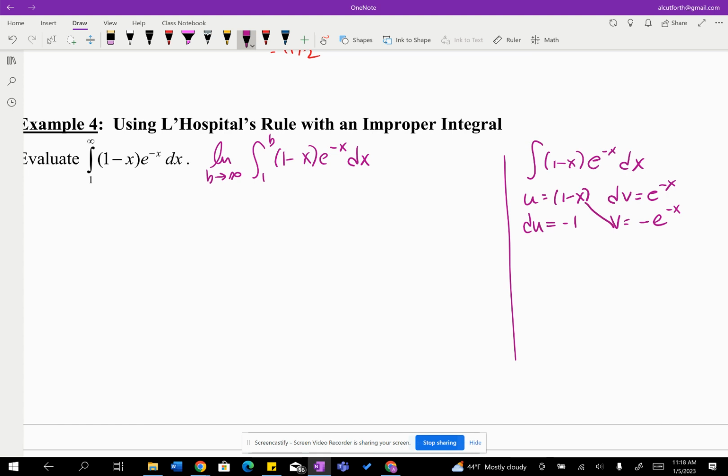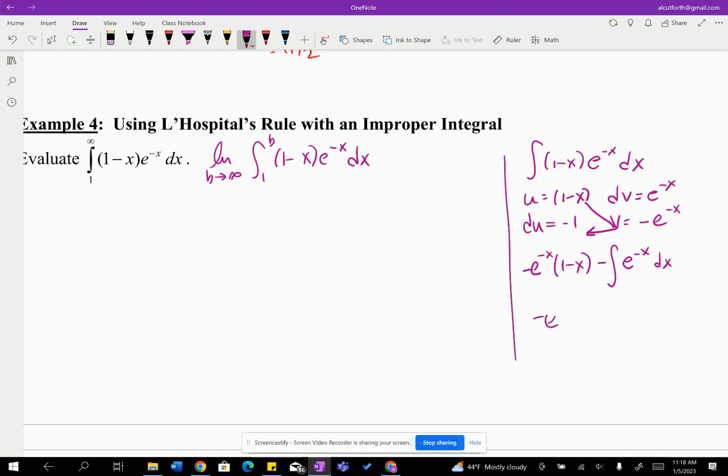So we'll have u times v, so negative e to the negative x times 1 minus x, minus v times du. So that's going to be positive e to the negative x. And then the antiderivative of e to the negative x is negative e to the negative x.